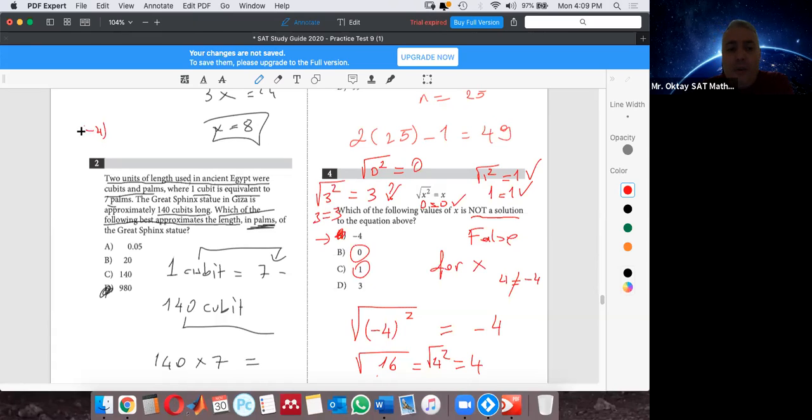Why? Is negative 4 squared equal to negative 4? Of course not. First of all, a radical's result cannot be negative. But even if we solve it, 16 gives 4. So 4 is different from negative 4. Omar, is it okay now?